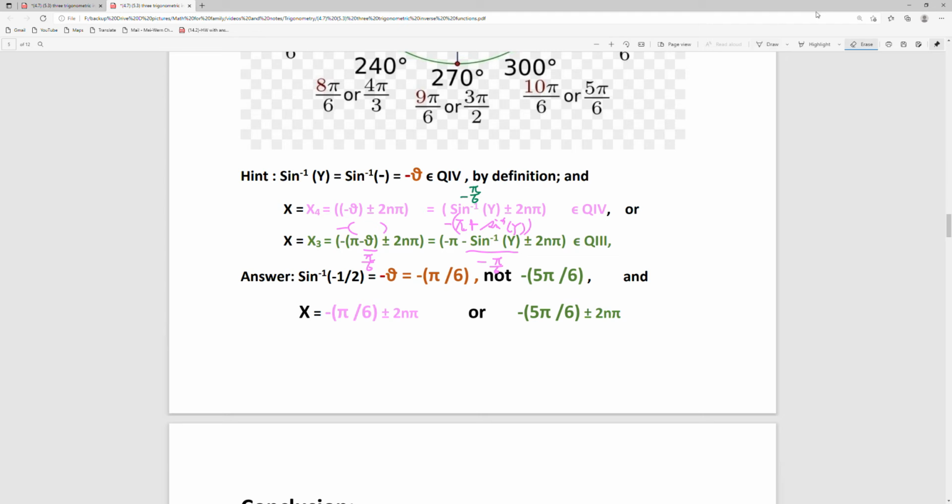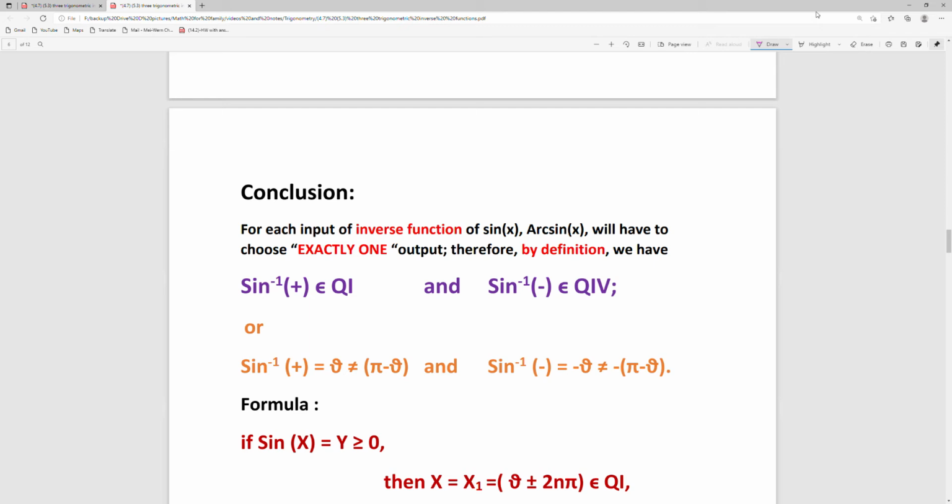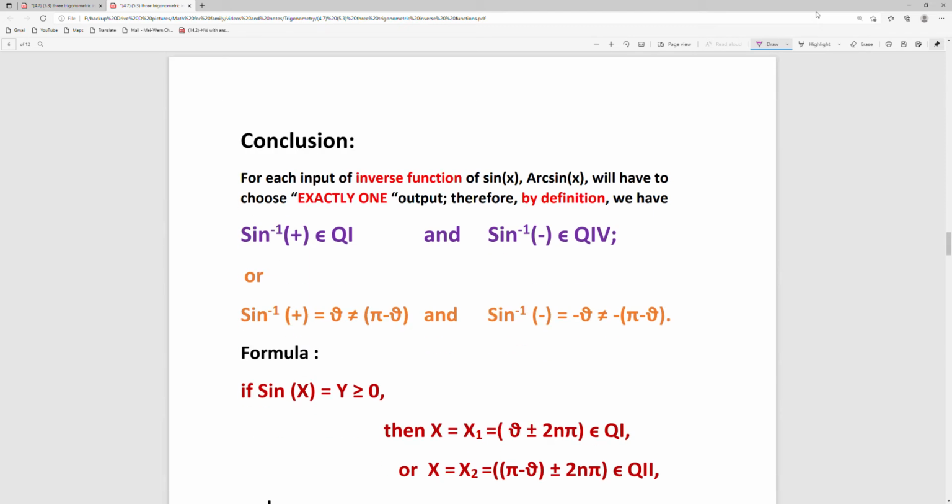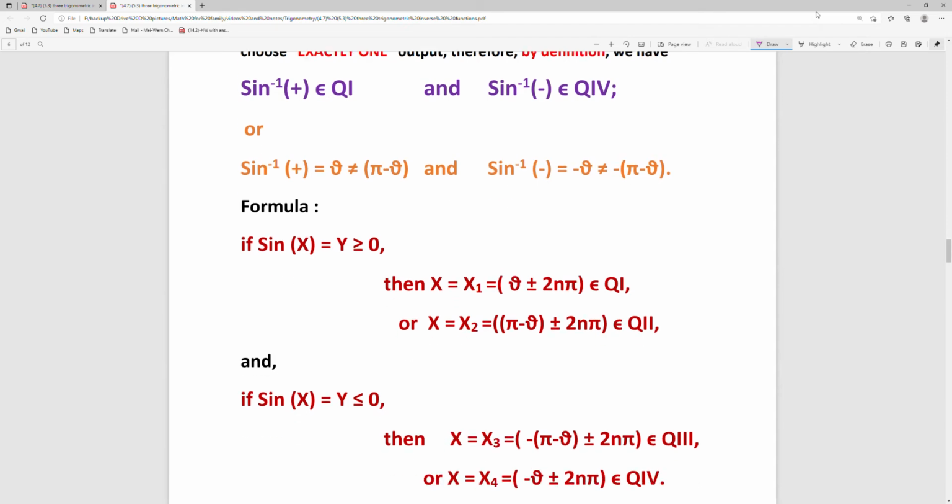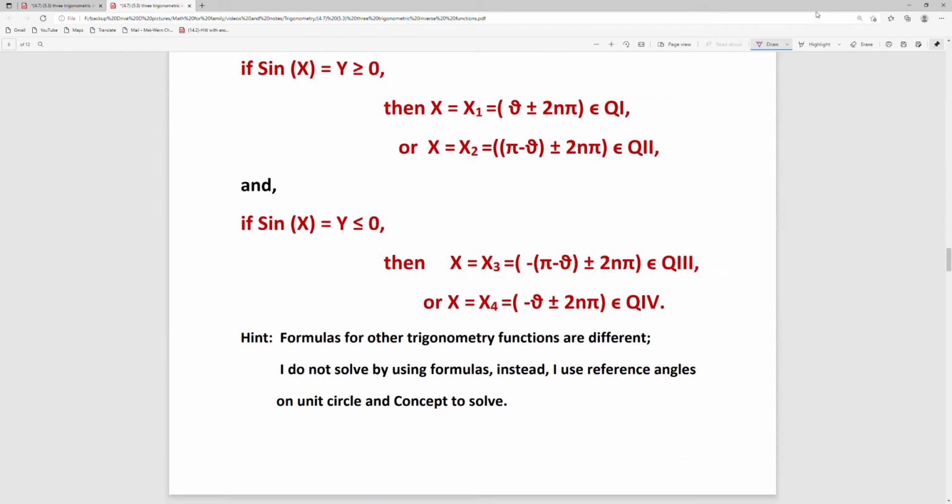Again, arcsine, the result is not negative 5 pi over 6. It's negative pi over 6. That's not your choice. But you can have a second group for your choice. And you do need to solve for x with two groups, group 1 and group 2. Okay, so this is the conclusion for sine, and you can read through. I already talked about that.